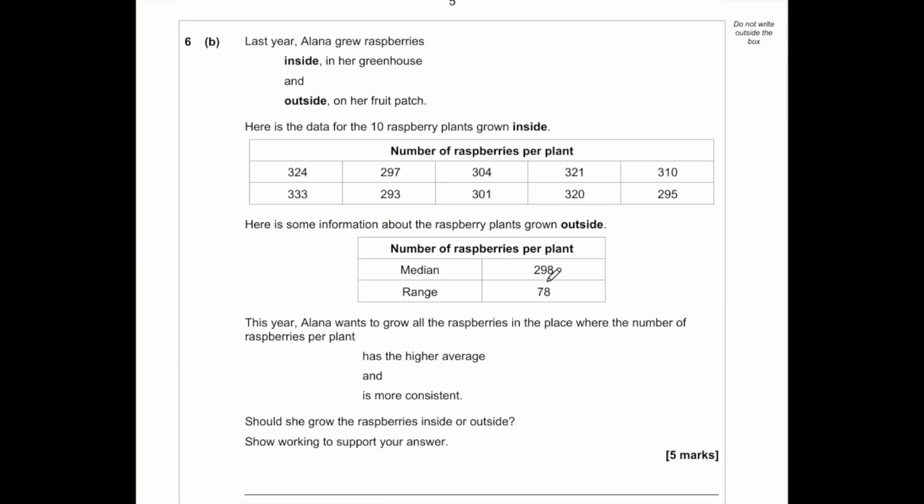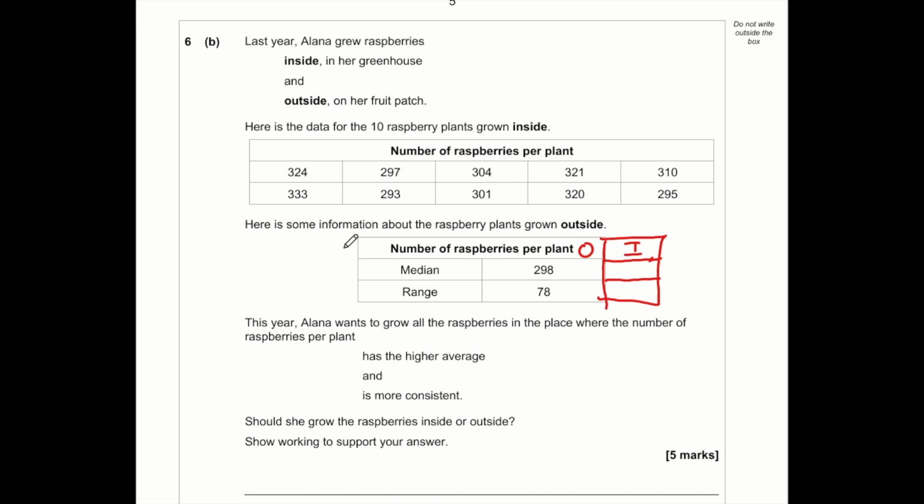Okay, so for this question, we've got some data for inside, and we've got the median and the range for outside. So what we're going to do is compare the median and the range for both. So this we know is outside. I'm just going to put another box on here for the inside, and work out the median for the inside.